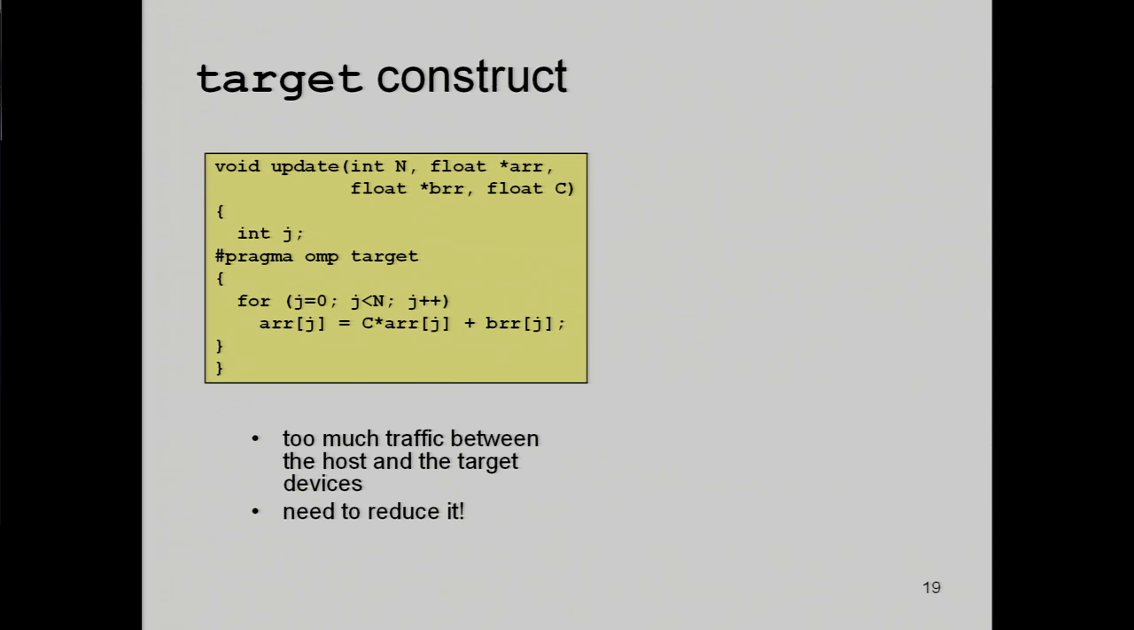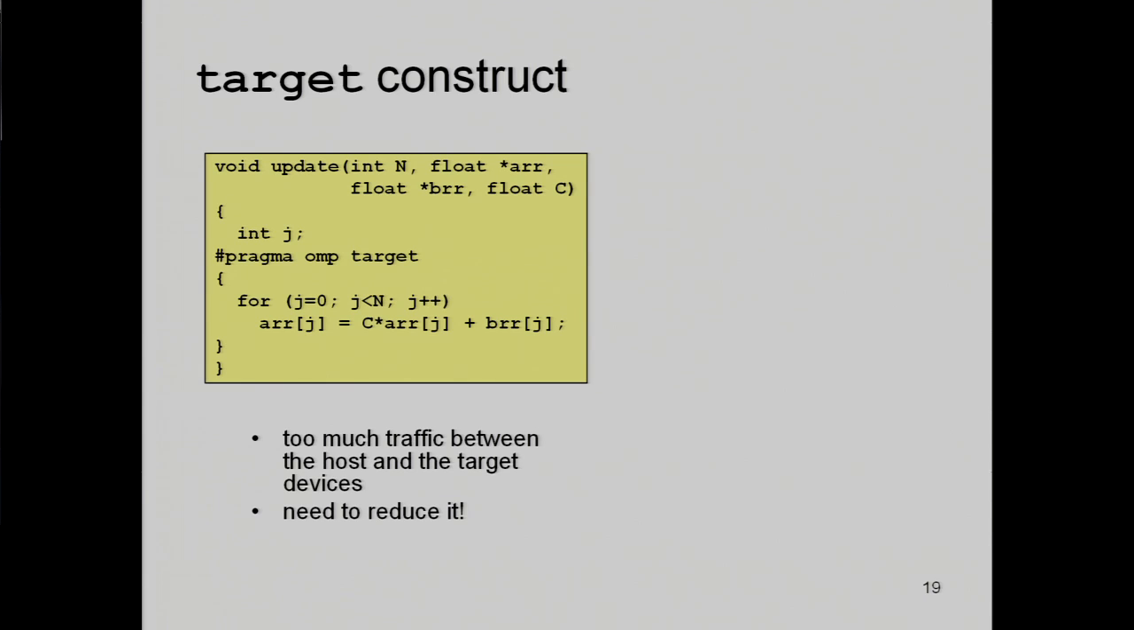Here's a very simple example. Pretty much I just want to offload all this computation to a target. I just enclose it and wrap it with the OpenMP target directive here. Everything works, it will work basically, and you'll notice that there is some traffic going on. The transfer in and transfer out seems to be too much, so probably you need to reduce it.